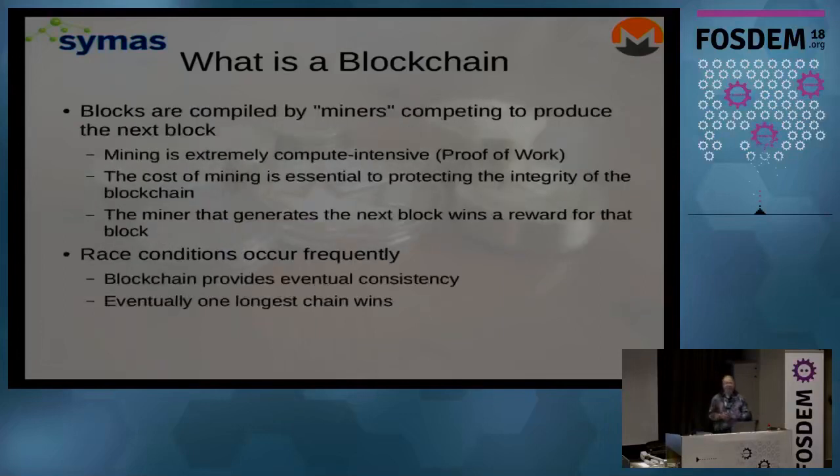Now, the actual process of compiling transactions into blocks is called mining. Mining is extremely compute intensive. It generally involves running millions of iterations of hashes. And this is intentional, right? The cost of mining is a security feature. It's a way of deterring someone from attacking the network and trying to forge the data. So the fact that mining costs a lot of CPU resource prevents most actors from being able to inject bad data.